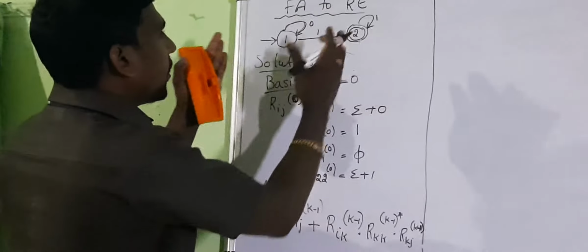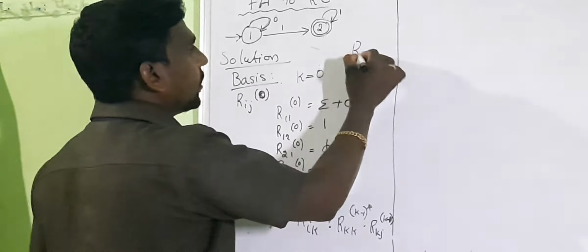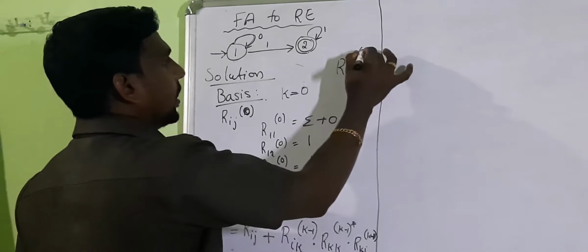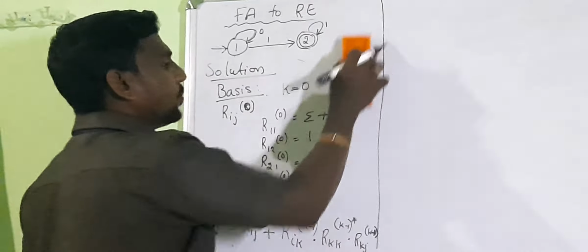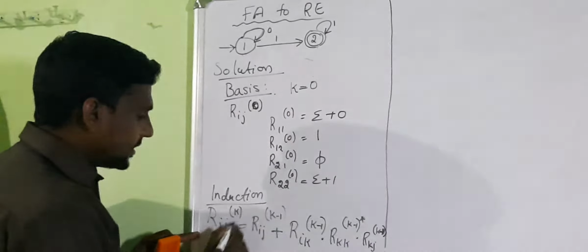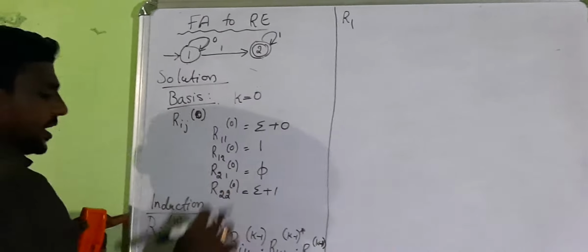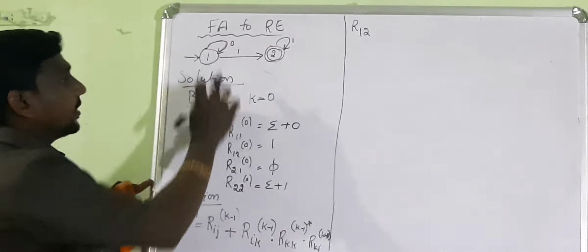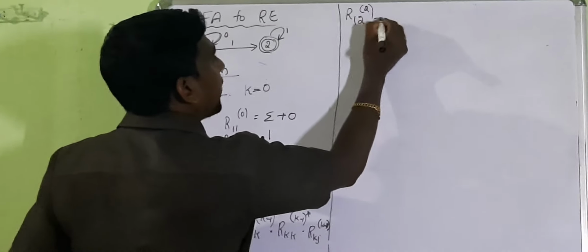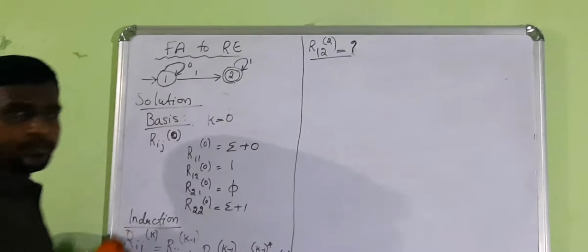And what regular expression do I want to find? Sometimes in the problem itself they will ask: find the regular expression for R12 power some value, where the number of states is 2, so R12 power 2. Suppose they are not asking in the problem, how will we find this? R_ij power k. What is i? Starting state is 1. j means accepting state, it is 2. k means number of states, which is also 2. So we have to find R12 power 2.